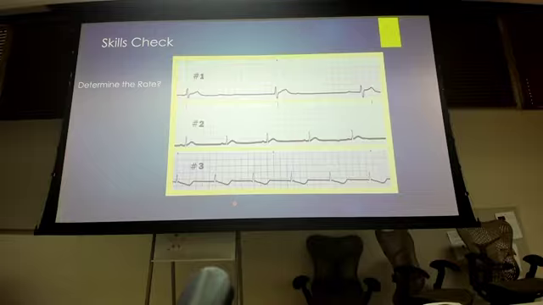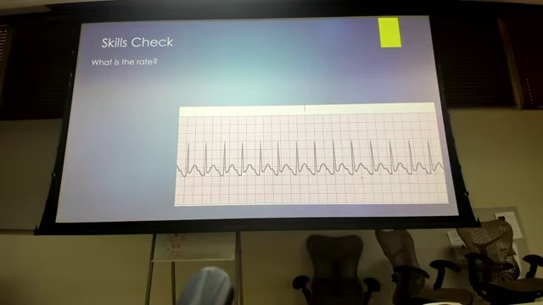What do you think about number 2? What do you think the rate is there? And 50. 1, 2, 3, 4, 5 times 10. And then this bottom one, we have 1, 2, 3, 4, 5, 6. So that gives us about 60. We could technically use the counting method for that. And we can do it for 2 technically. But those are pretty easy. Right?